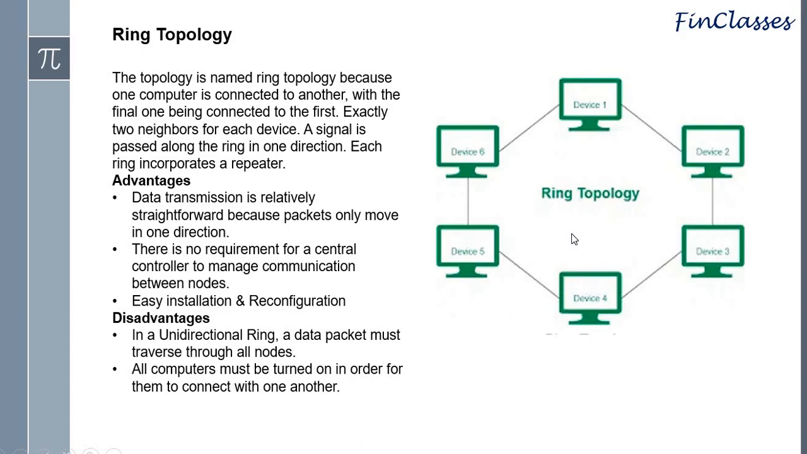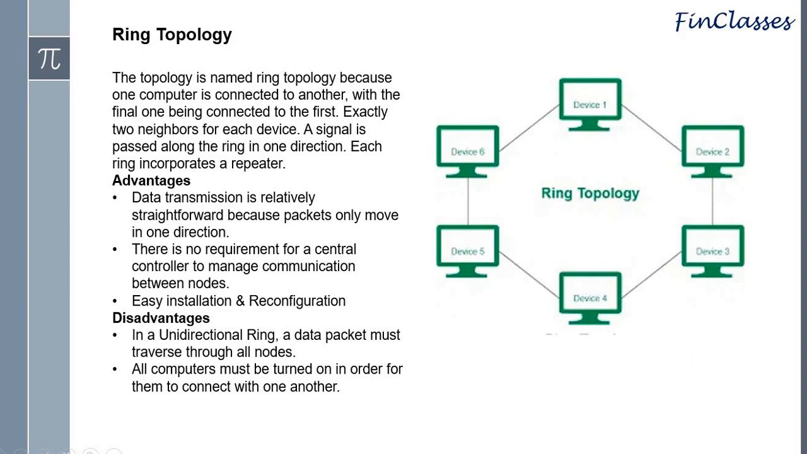When it comes to disadvantages, in any unidirectional ring, a data packet, that is information, must traverse through all the nodes. So here how many nodes we have? 1 2 3 4 5. So every time that data communication has to pass through these many. For example, there are 6, it could be more, right? It cannot override any of these and directly pass on to device 5. That is the main disadvantage. And one more disadvantage is to send the information, to send the communication, to send the data, every computer must be on. That is a main disadvantage.